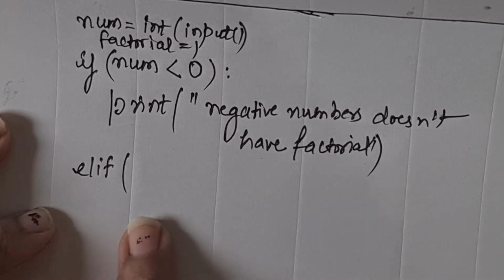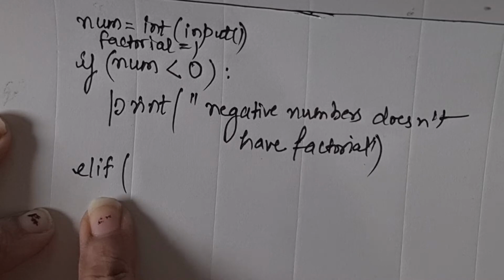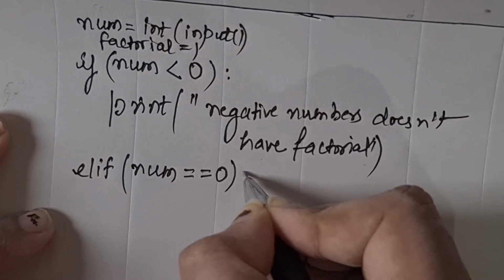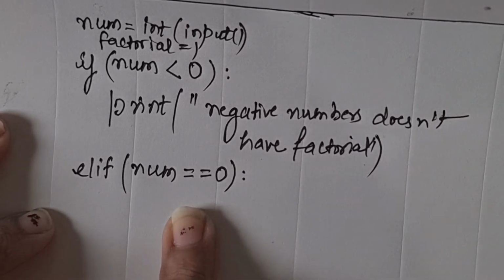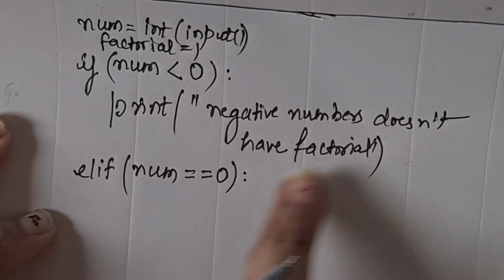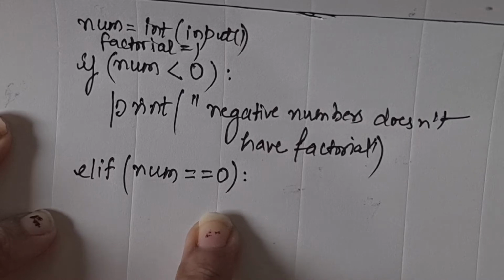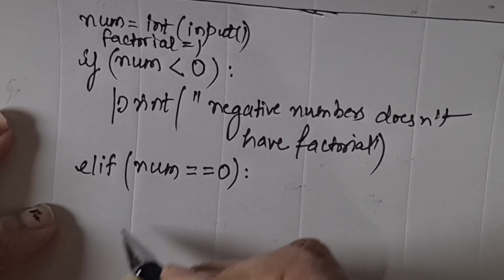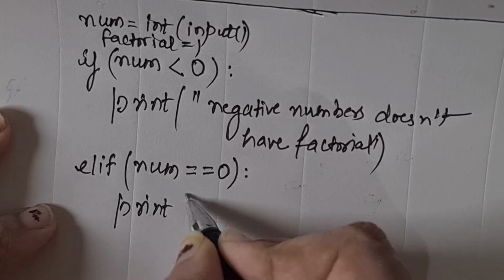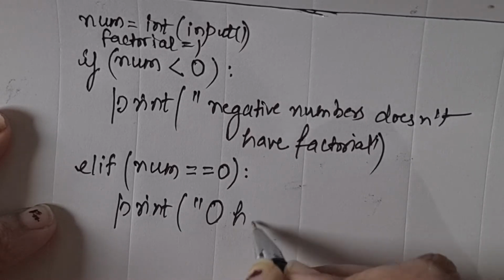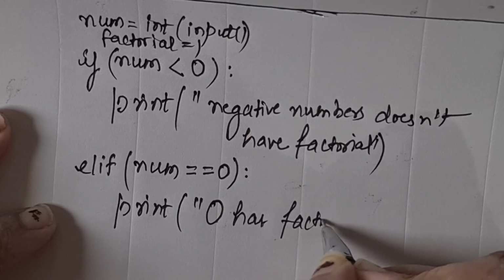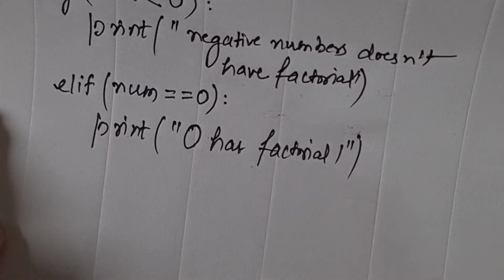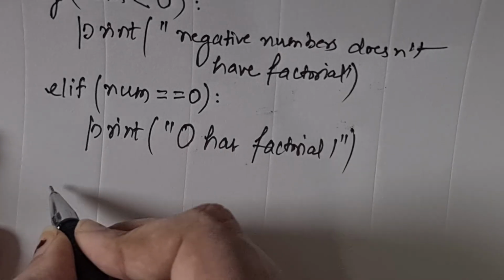Then elif, meaning we can write another condition: if num is exactly equal to 0. This is the sign of exactly equal. If the value of num is less than 0, then negative numbers do not have factorial. If num is exactly equal to 0, because the user is free to enter any value, then print 0 has factorial 1, because we already know the factorial of 0 is 1.